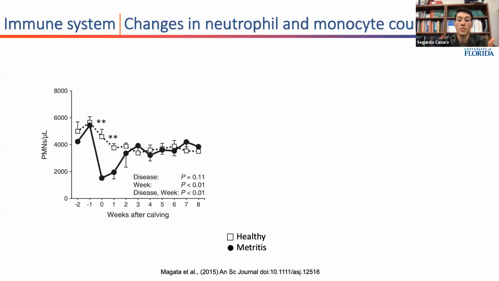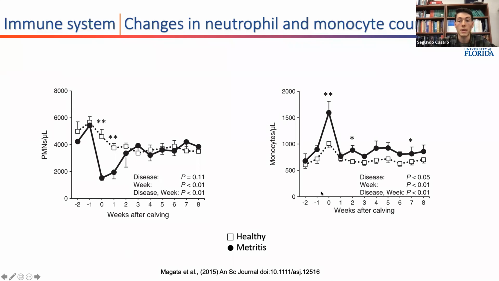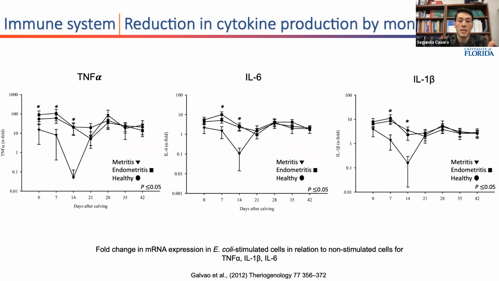Now, not only is the ability of the neutrophils to move to the uterus and to kill bacteria decreased, but cows that develop metritis also show a reduction in the amount of neutrophils when compared with healthy cows. And in contrast to this, the monocyte counts of cows that develop metritis are increased by the day of calving when compared with cows that did not develop metritis. Now, despite the fact that the monocyte counts are increased, when they are stimulated with E. coli, cytokine production by the monocytes is reduced, as you can see here in these three pro-inflammatory cytokines.